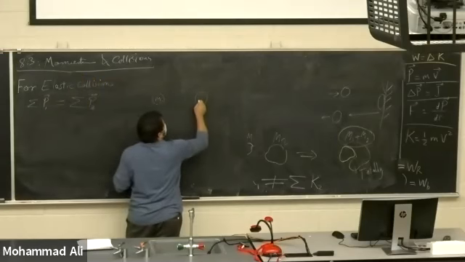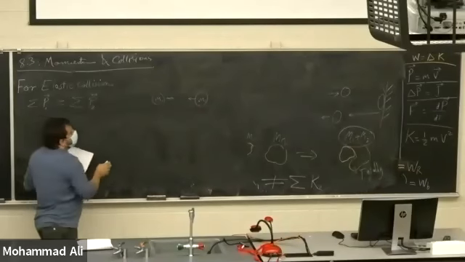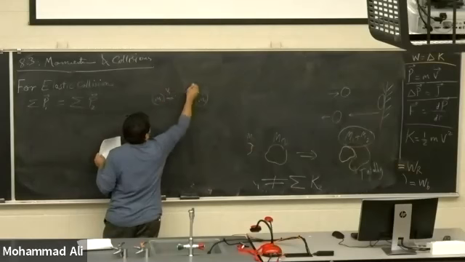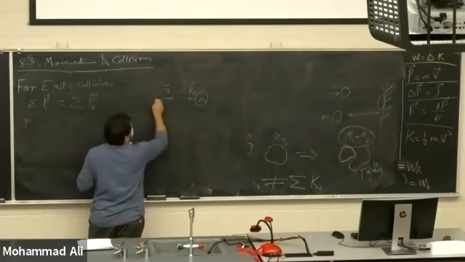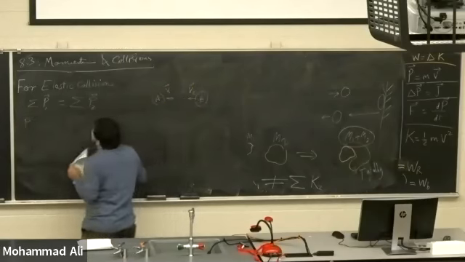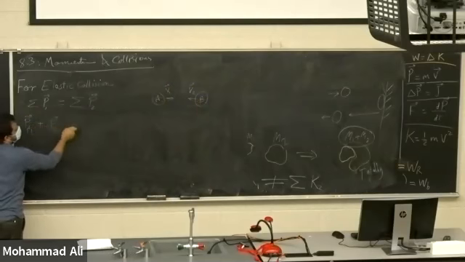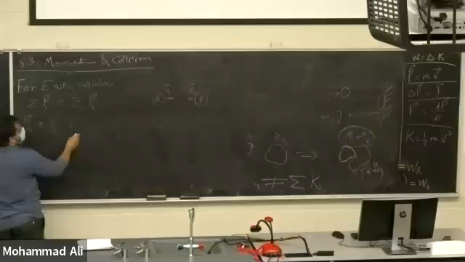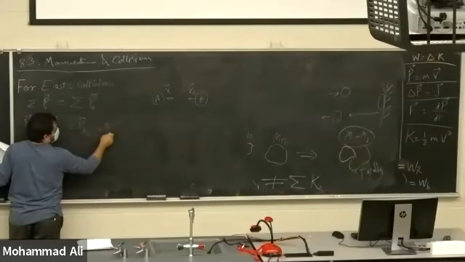M1 and M2 with velocities V1 and V2. The momentum before is P for the first object. Let us name it A again, and this is B. The momentum for A before plus the momentum for B before is equal, as we just solved it, to the momentum for A after plus the momentum for B after.